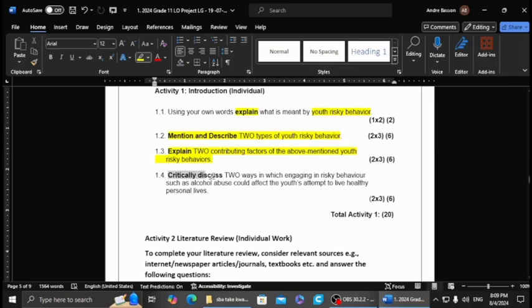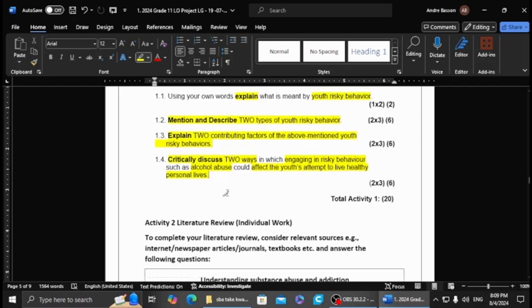Critically discuss 2 ways in which engaging in risky behavior, such as alcohol abuse, could affect youth attempt to live healthy and personal lives. You can look here, obviously, that alcohol abuse can influence your mental state as well as your physical state. You can cause an accident and then you're physically disabled. Mentally, it can cause a lot of problems, especially with your way of thinking. So look at that type of thing.